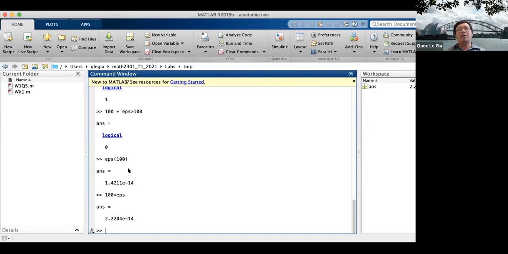Okay, so now how do we find out what is the exact value of epsilon of 100? Well, first we have to expand 100 in terms of binary. There's a command in MATLAB that converts a number into binary. So if I convert 100 into binary, then I get this number. Let me use this number and put it in the calculation.